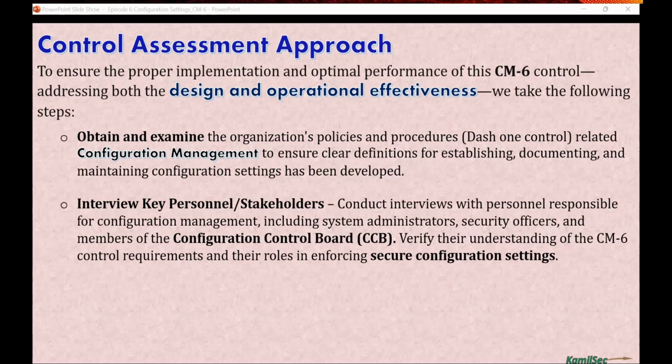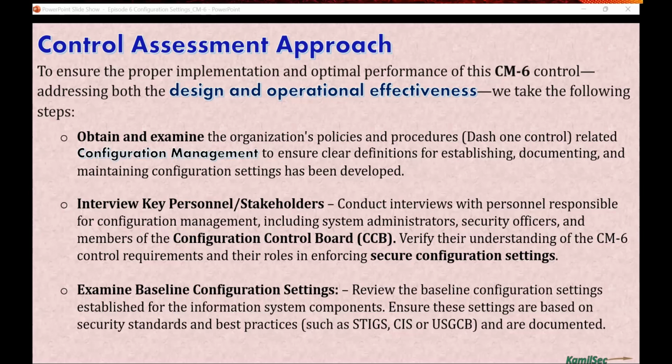Conduct interviews with personnel responsible for configuration management, including system administrators, security officers, and members of the Configuration Control Board, that is the CCB. Now, you have to verify the understanding of the CM-6 control requirement and their roles in enforcing secure configuration settings.